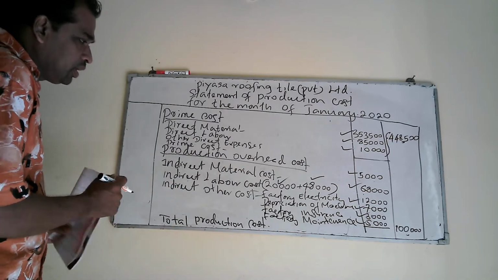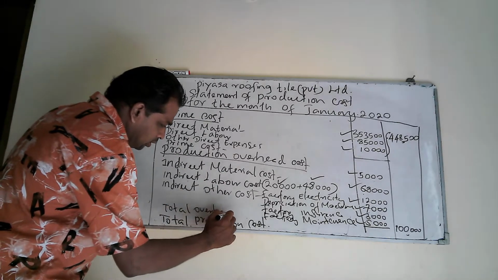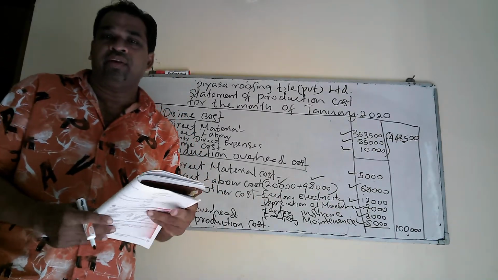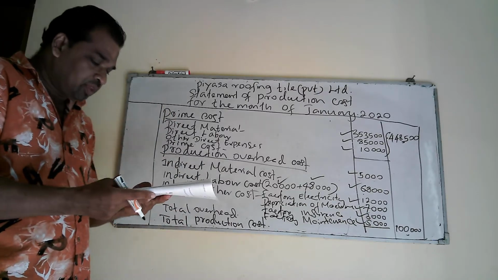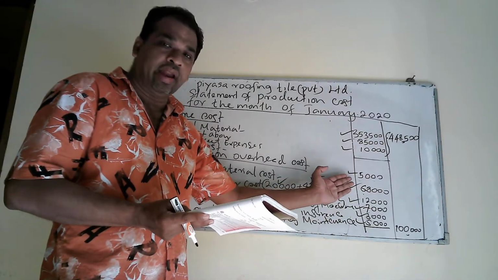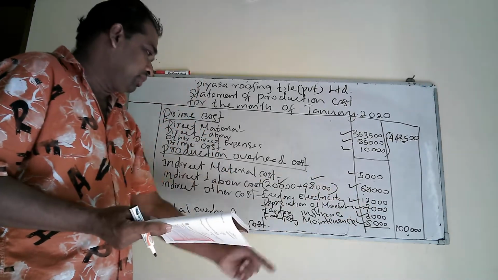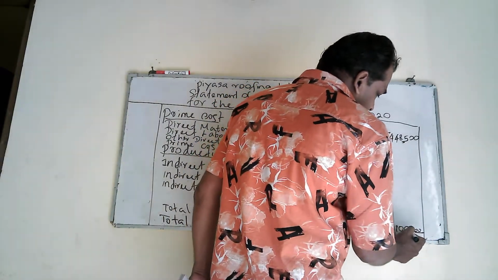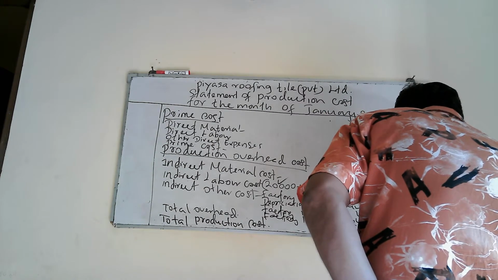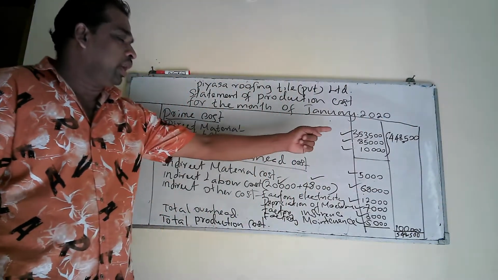Then you can write the heading total overheads. Total overheads means here in the book you are given the format for the statement of production cost. Then you can take the total of overheads, that is the total of indirect material, indirect labor and indirect other cost. Parallel to this answer you can just write total overhead. Finally you can add these two.